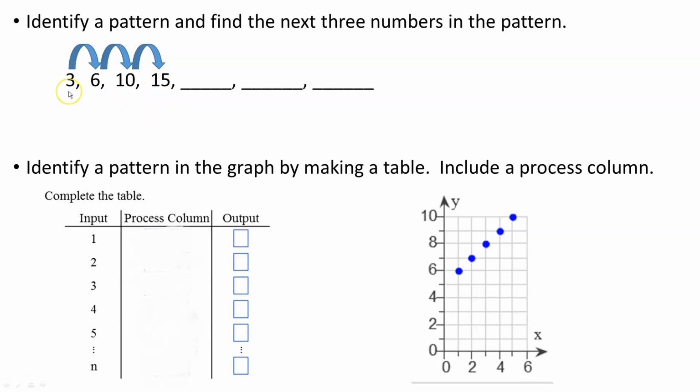So let's look at this. How could we go from 3 to 6? Well, we could do 3 times 2 is 6. And we could say 3 plus 3 is 6. Okay, great. Now let's look at 6 and 10. How do we get from 6 to 10? To multiply, we'd have to multiply by 5/3 to get 10. That's kind of unpleasant. Or we could do 6 plus 4 is 10.